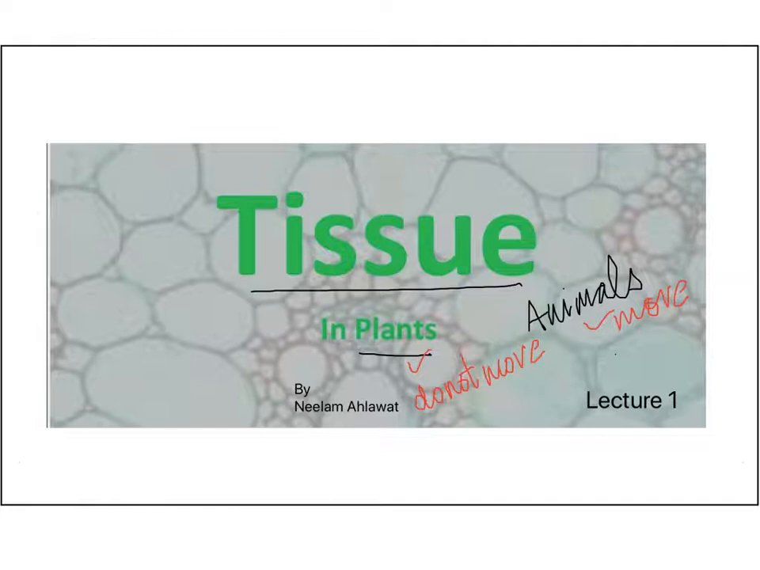In plants, most of the cells are dead. While in case of animals, most of the cells, they are living. Thus we can say that the tissues which are present in plants, they will be different from that of the animals. Right? Because plants and animals, they are different from each other. So their tissues are also different from each other.